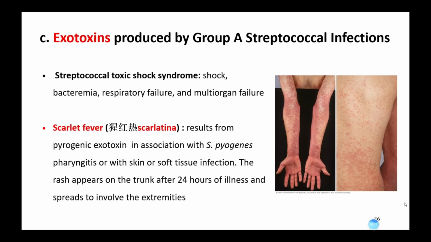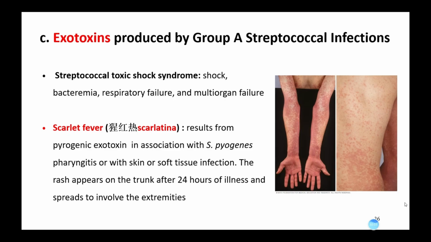The third type is due to the production of exotoxins by group A bacteria. Toxic shock syndrome. The exotoxins can induce shock, bacteremia, respiratory failure, and also multi-organ failure. Because we are not teaching the clinic courses, we don't want to talk about this in detail. And another disease is called scarlet fever.